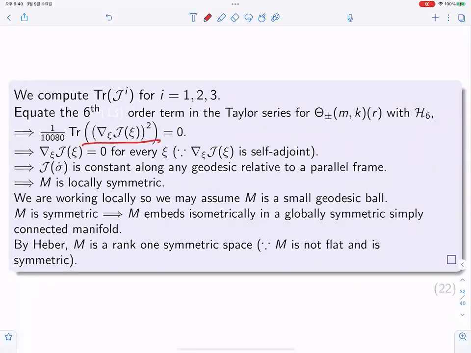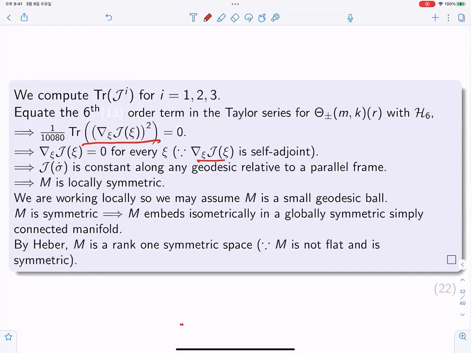So we can get this one. The Jacobi operator is self-adjoint, so the Jacobi operator is constant along any geodesic relative to parallel planes. So you get M is locally symmetric. So we are working locally, M is a small geodesic ball, so M is symmetric. So M embeds isometrically into a globally symmetric, simply connected manifold.